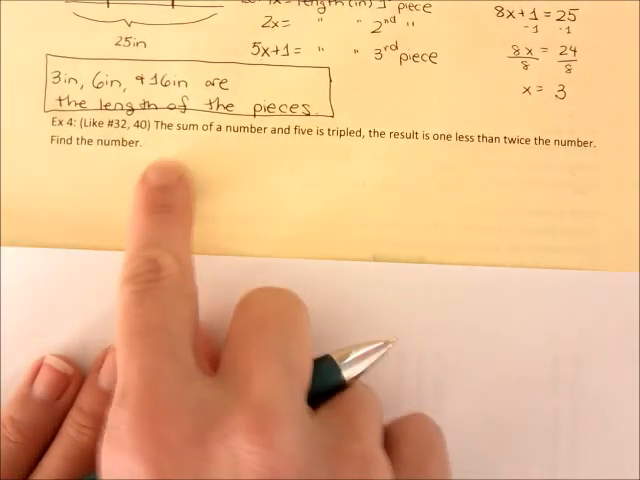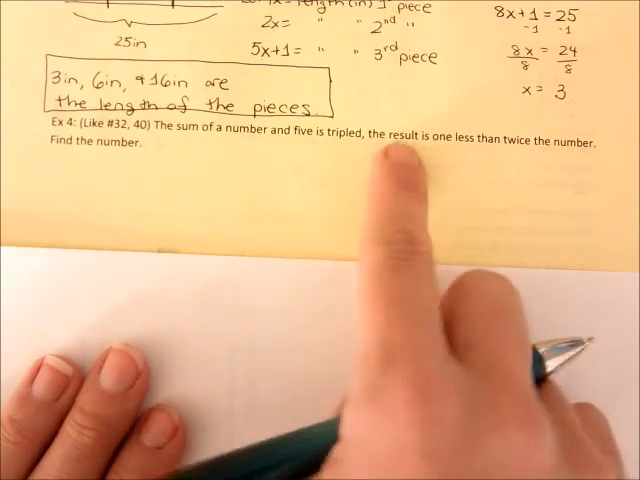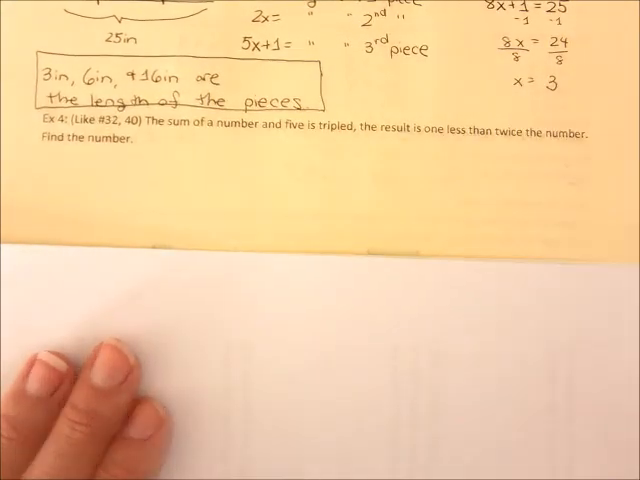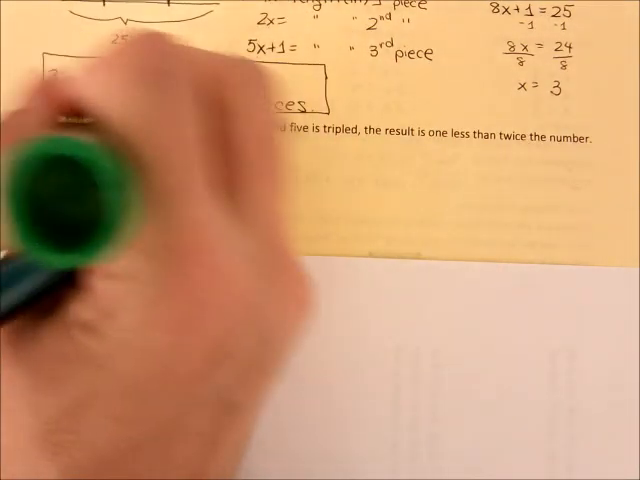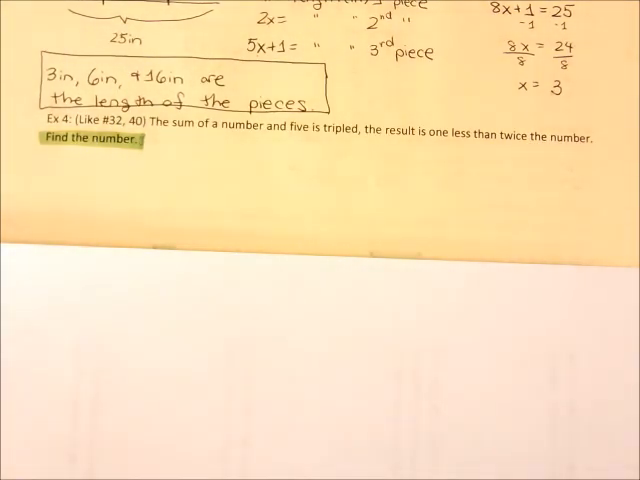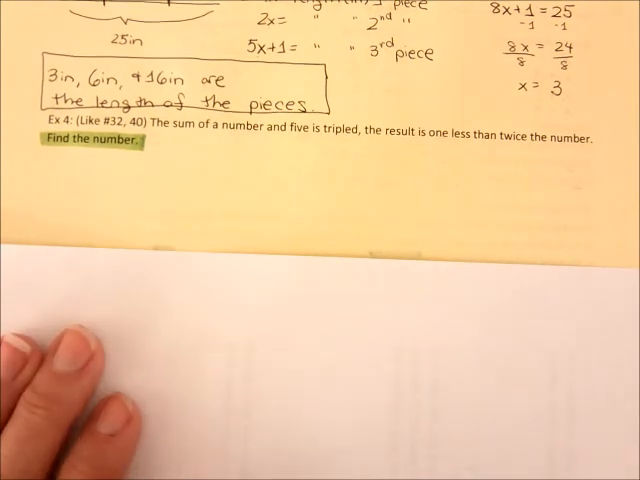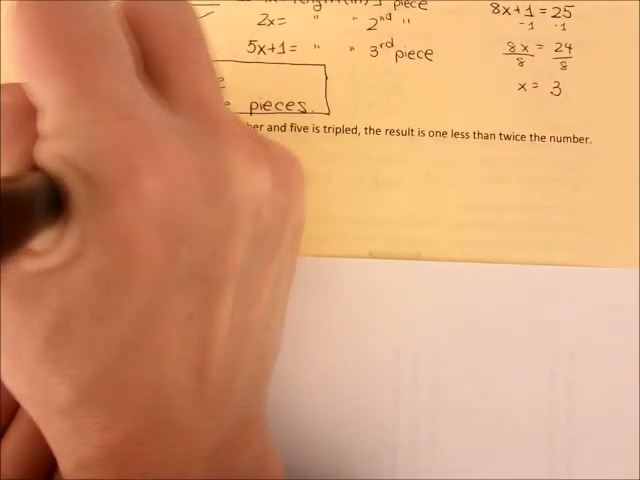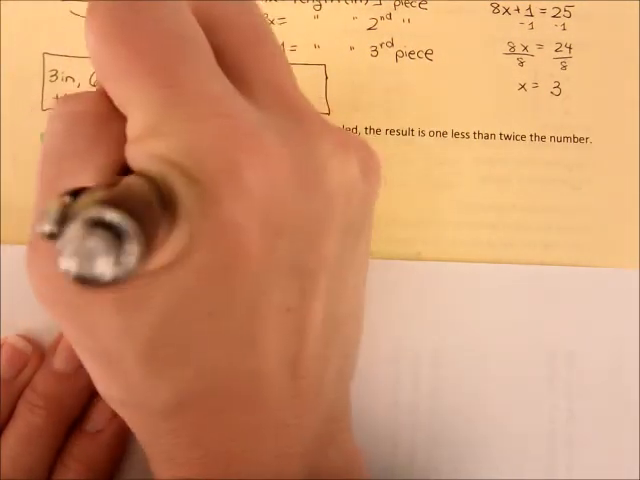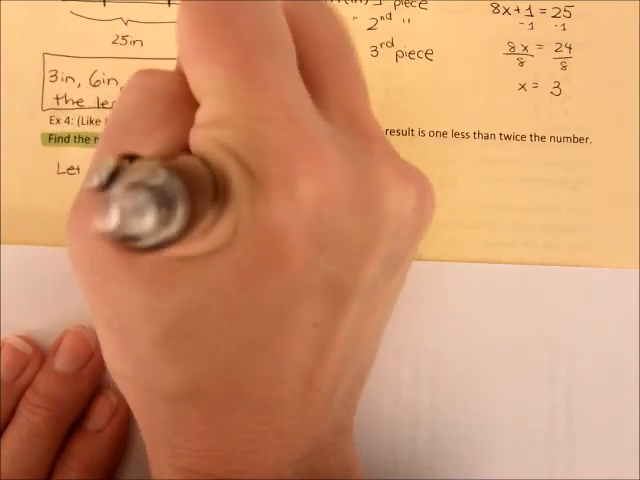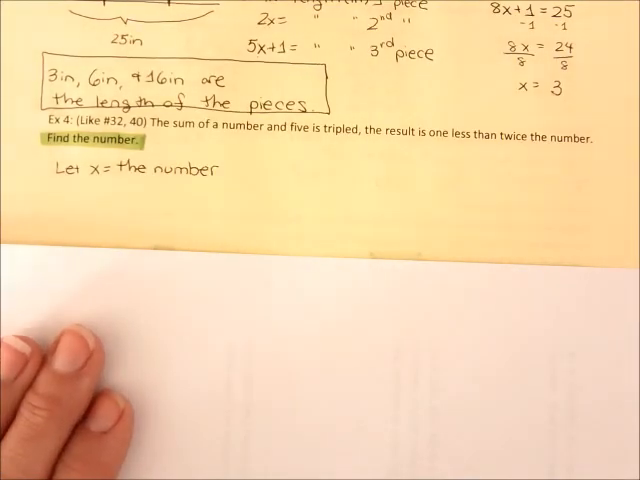The sum of a number and 5 is tripled. The result is 1 less than twice the number. Find the number. Oh, that's a fun variable. The number is x. That's always fun. Let x equal the number. And that's the only let statement on that one. And now we just have to dig through.